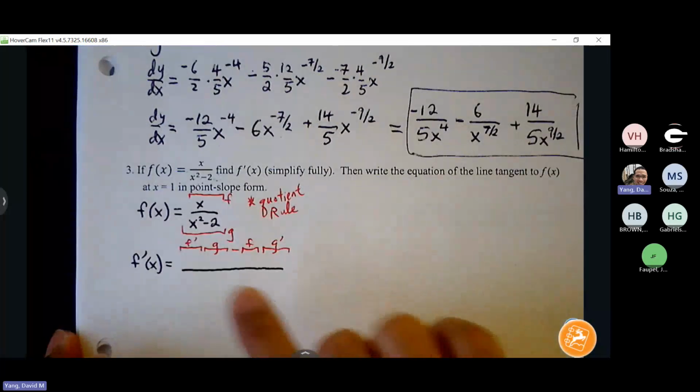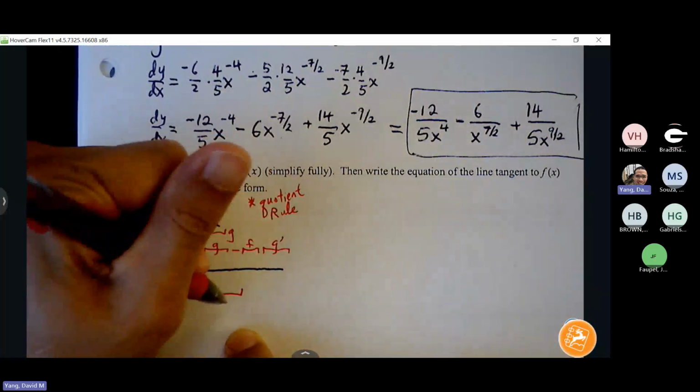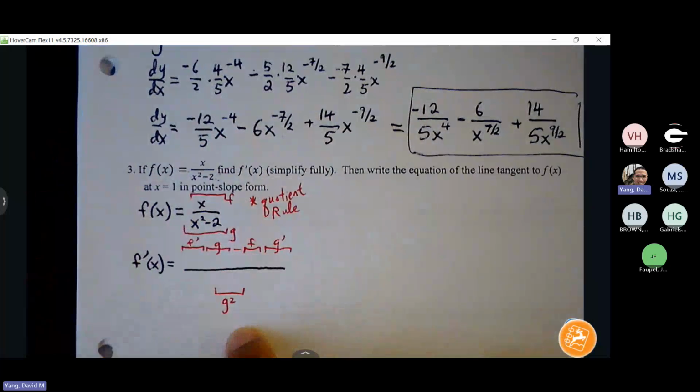A common mistake that students make with the quotient rule is they do the numerator, but they forget about the denominator. So the denominator, the g squared, is also part of your derivative rule.